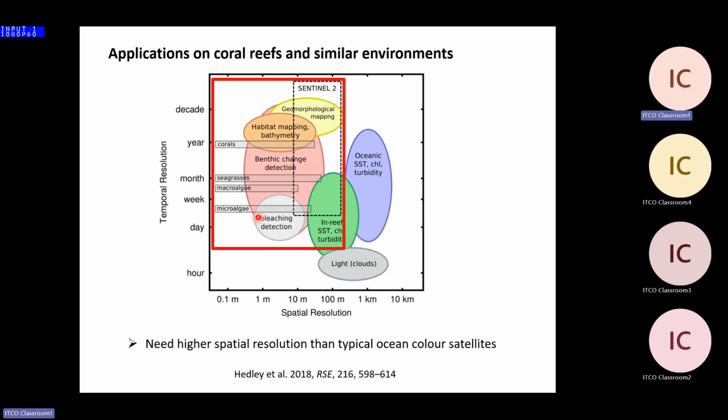You really want acquisitions more than once a day because of the period the bleaching occurs in, and because not every image is a good image. So you need quite a lot of images to be able to do this kind of stuff. But for benthic mapping and so on, you could get away with doing it once a year. So several images a year would be good. Basically, the take-home message is we're talking about higher spatial resolution. That's really the key. What we really want, which is 1 meter resolution several times a day, we can't get yet, but maybe one day we will.